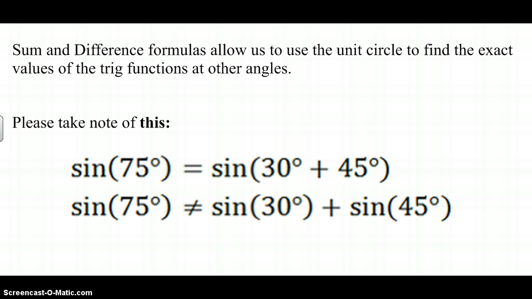Something really important: the sine of 75 degrees is equal to the sine of 30 degrees plus 45 degrees. It is not equal to the sine of 30 plus the sine of 45. We have special formulas that we're going to use.